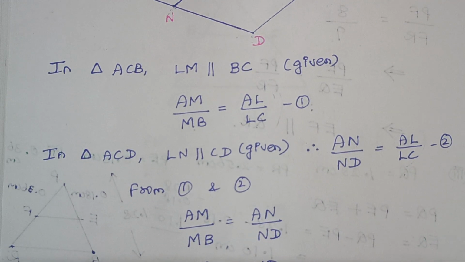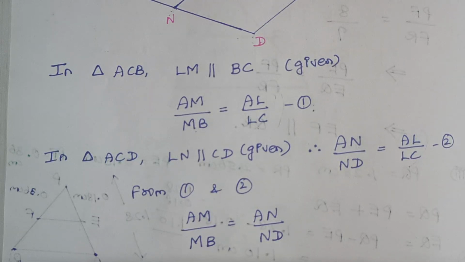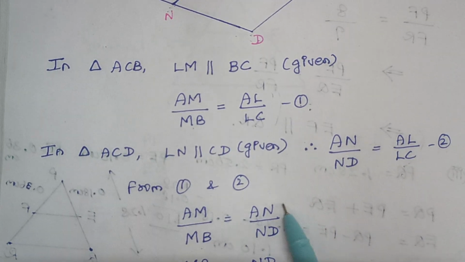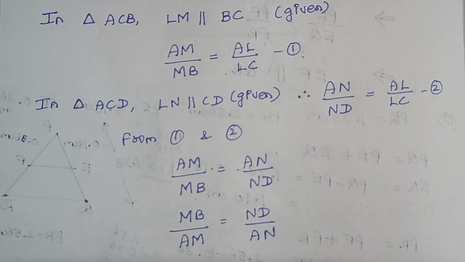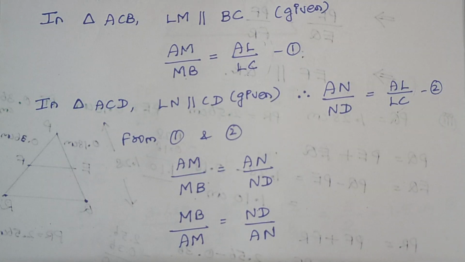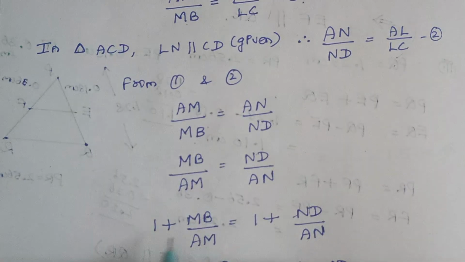Right. Now the next thing is we are going to take reciprocal, because here you see, depending upon the criteria of what we need, we will take reciprocal, we will add 1 on both the sides. Okay, it depends, it varies from one problem to other problem also. So here AM by MB is equal to AN by ND. So here I am taking reciprocal, right? So MB by AM equal to ND by AN. Now we are going to add 1 on both the sides. So when you add 1 on both the sides, this is how it looks.